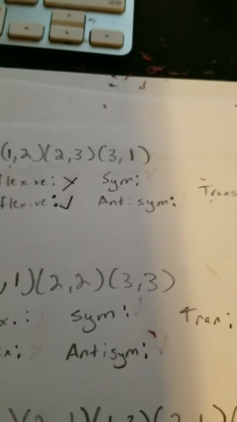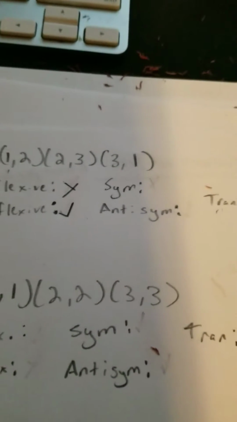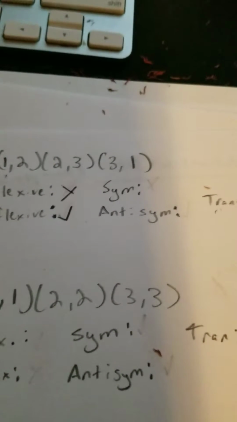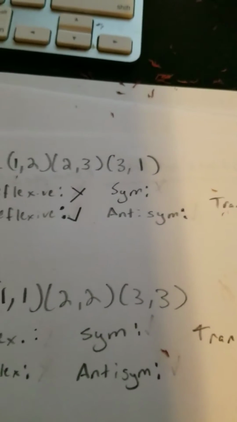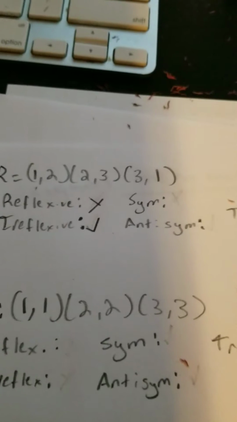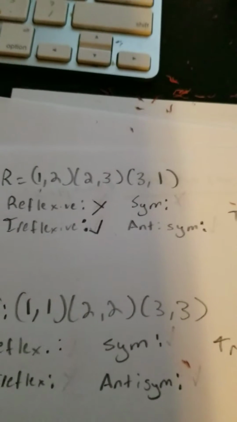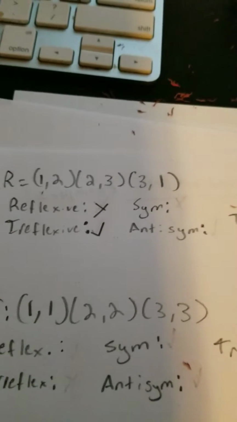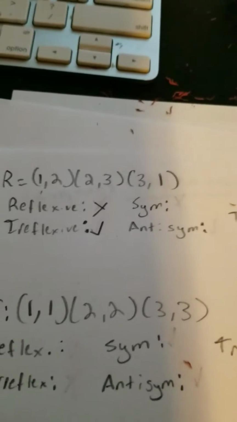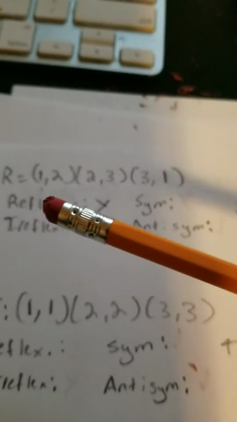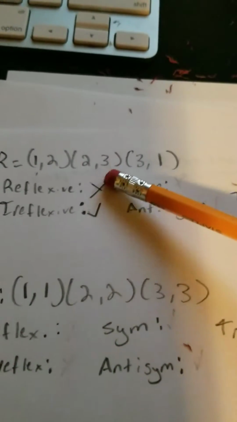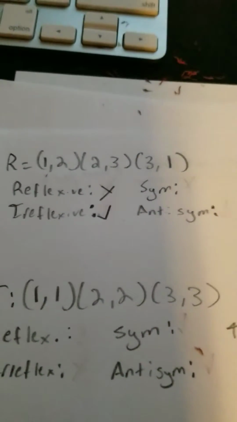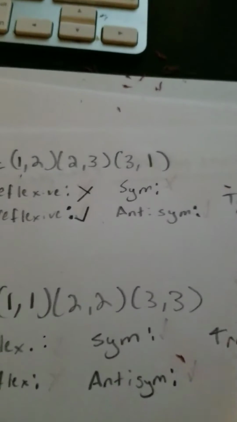For symmetry, we wanted to ask ourselves, if I have 1 comma 2, or excuse me, if I have an element 1 comma 2, do I have the element 2 comma 1? Or more abstractly, if I have the element x comma y, do I have the element y comma x? In this case, I have 1 2, but I don't have 2 1. Here I also have 2 3, but I don't have 3 2. So this is not symmetrical.